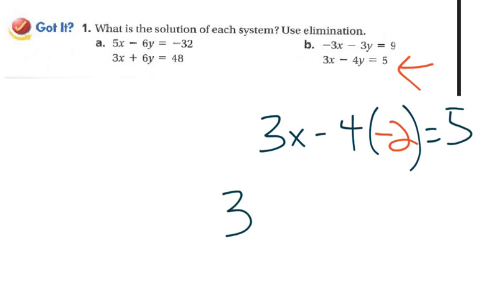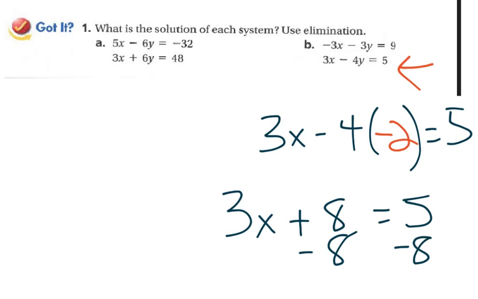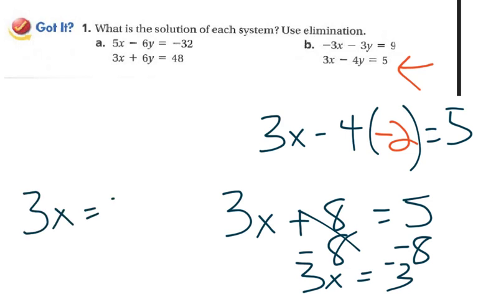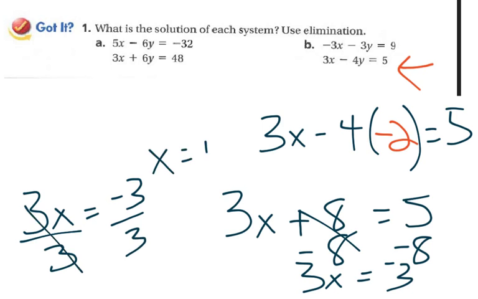And I get 3x. Negative 4 times negative 2 is positive 8. And then I'm going to subtract 8. And I'll get 3x equals negative 3. 3x equals negative 3. Divide by 3. And I get that x is negative 1.